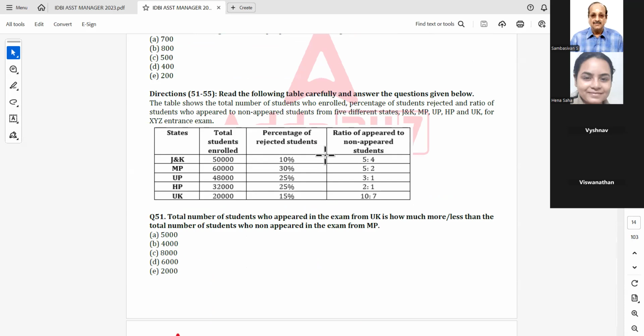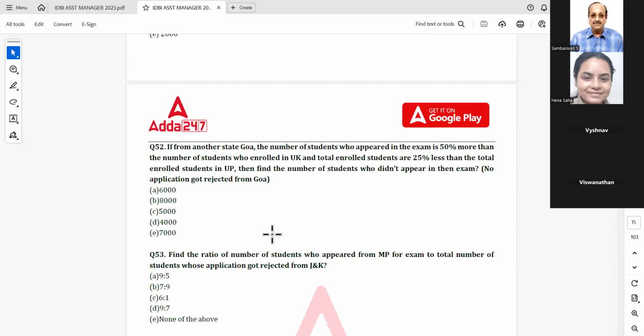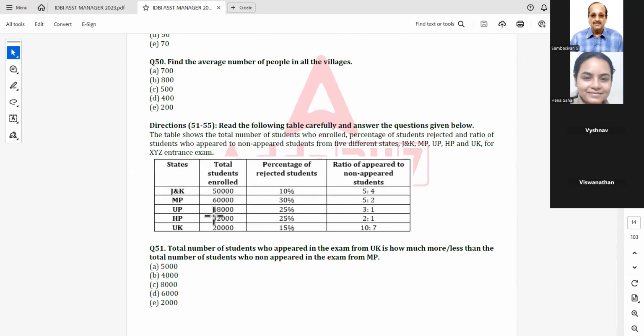Sir, how to find that number of students appeared? Here, MP for 60,000 enrolled. Are they telling about enrolled? Appeared. Number of appeared students, sir. Appeared for MP 60,000. We have found percentage of students rejected, 30% rejected. So it is 42,000.